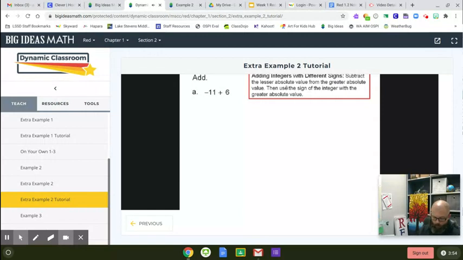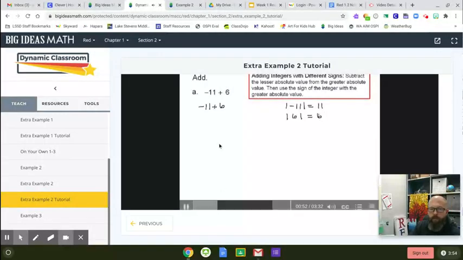So we have negative 11 plus 6. Now our first step will be finding the absolute value of both numbers. So the absolute value of negative 11 is equal to 11. And then we have the absolute value of 6, which is equal to 6. So then we subtract the lesser absolute value from the greater. So 6 is less than 11, so you subtract 6 from 11. 11 minus 6 is 5. So 5 is part of our answer.